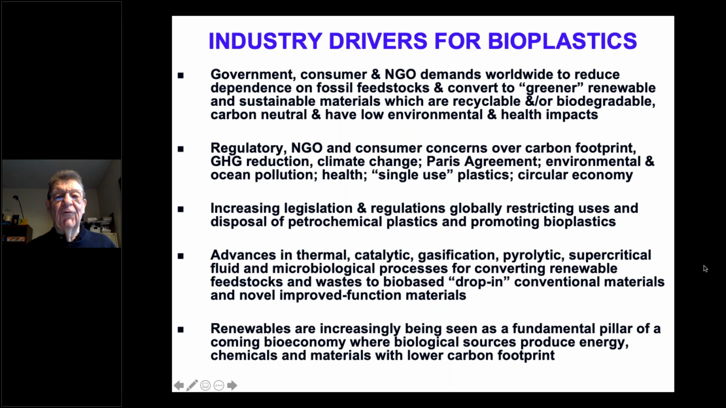So why do we need bioplastics? What's driving it? Well, first of all, government and consumer and non-government organization demands to reduce dependence on fossil feedstocks and convert to greener materials. Regulatory and consumer concerns over carbon footprint and greenhouse gas reduction, about ocean pollution, single-use plastics, circular economy, all of these feed in to drive bioplastics.